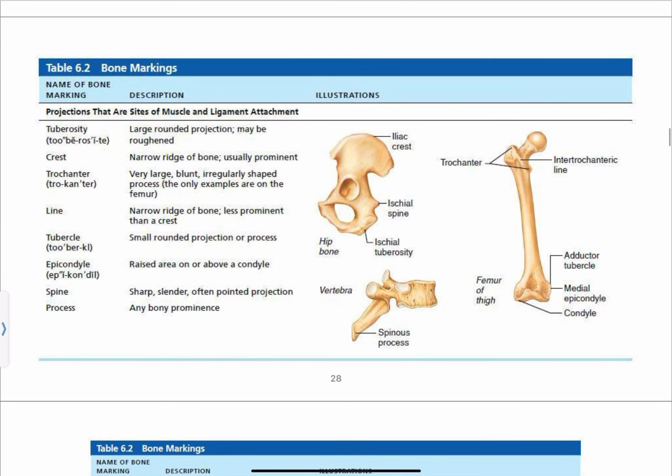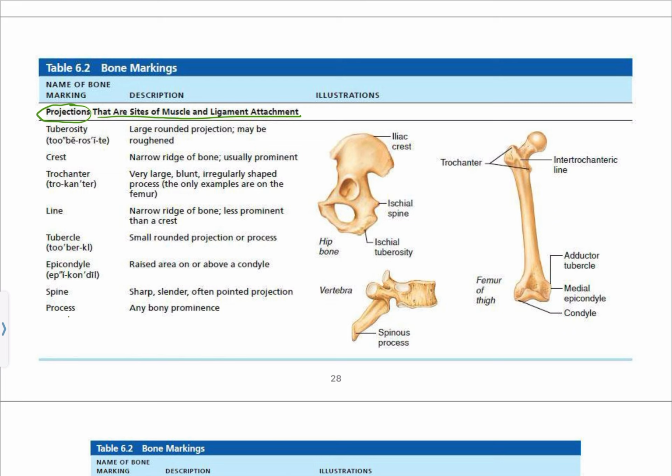So Table 6.2, you definitely need to study. You should be able to describe the three categories that we talked about, and that's how this is broken up. This table on this slide is showing you specifically projections, and that these are sites of muscle and ligament attachment, just as a reminder. We have several types of projections: tuberosities, crests, trochanters, lines, tubercles, epicondyles, spines, and processes.